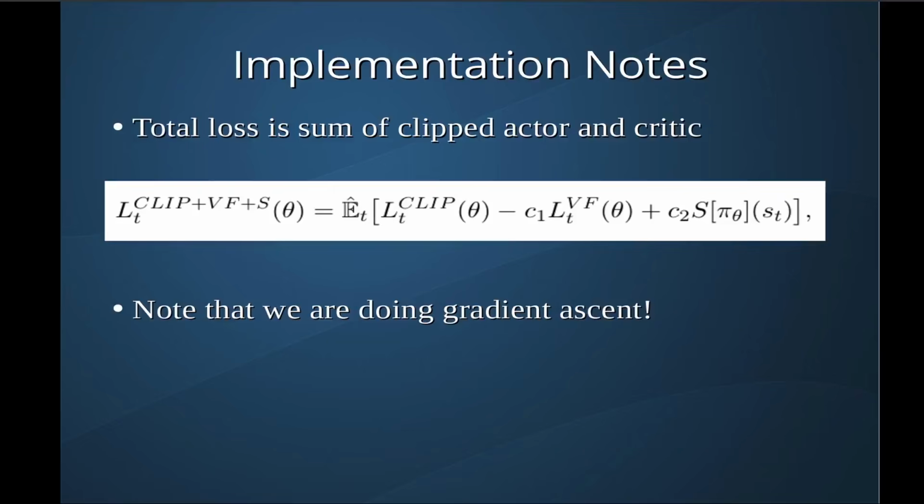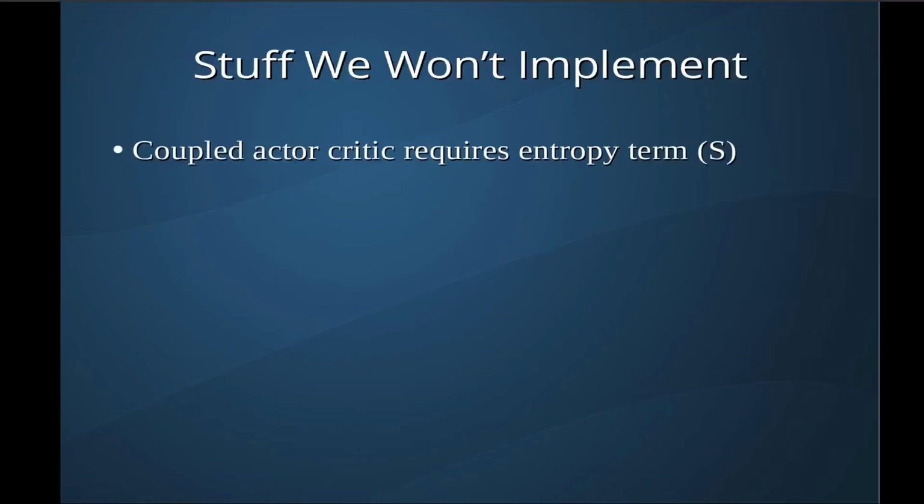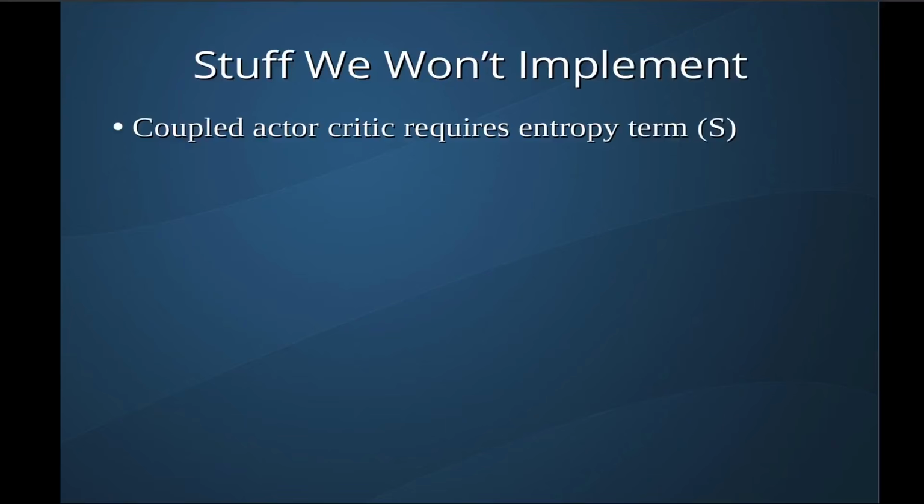The other thing to note is that we have this other parameter here, C2, this coefficient multiplied by S. S is an entropy term, and that only comes into play when you have a deep neural network with shared lower layers and actor and critic outputs at the top. So we don't have to worry about that in our particular implementation in this tutorial because we're doing two separate networks for the actor and the critic. I'm going to use a coefficient of 0.5 for the loss for the critic. As I said, we're not going to be implementing the entropy term because we're doing two distinct networks.